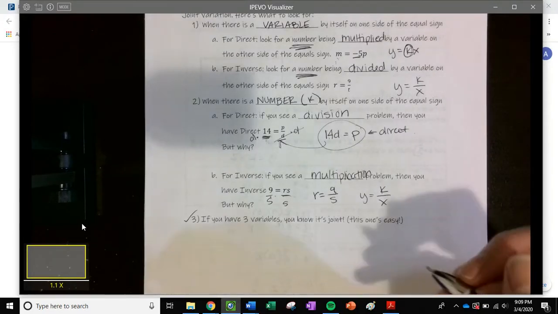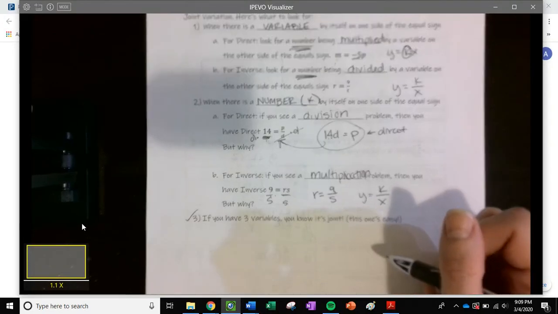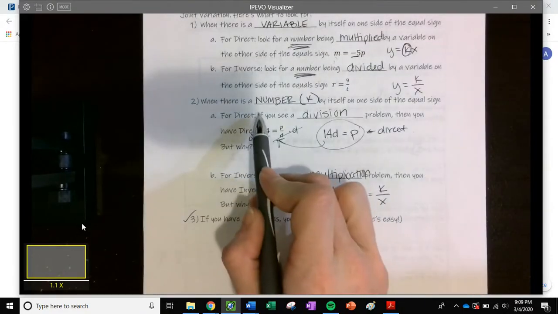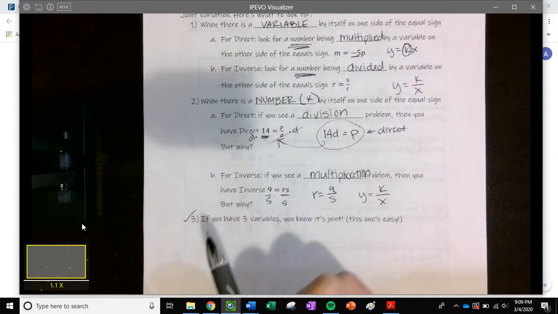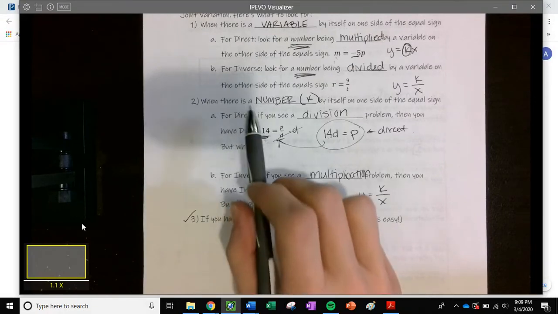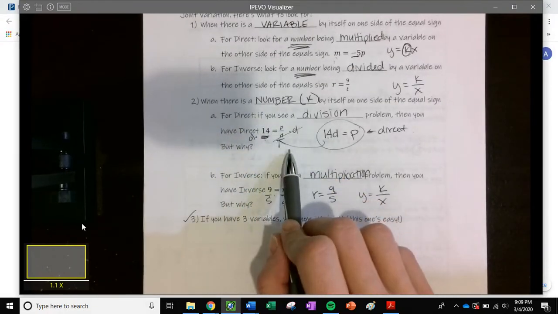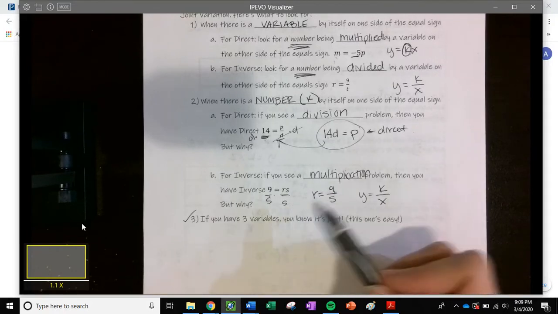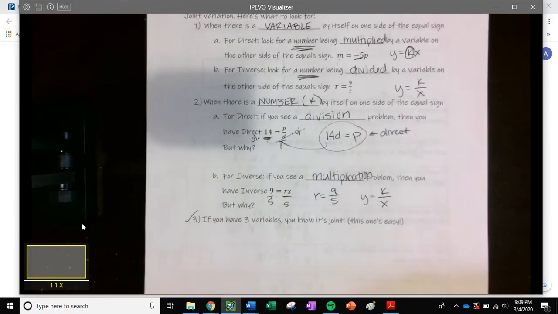So slightly confusing. Scenario number 1, it's what you've learned already. Scenario number 2, if there's a number on one side of the equal sign by itself, that is your constant. Direct means divide, inverse means multiply. Again, just memorize it and you'll be golden.